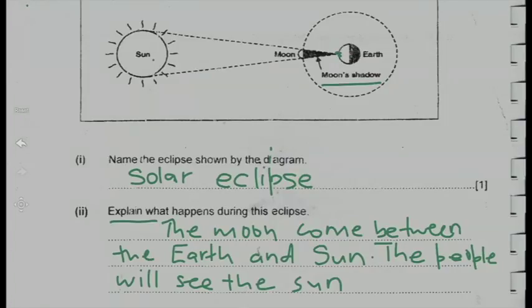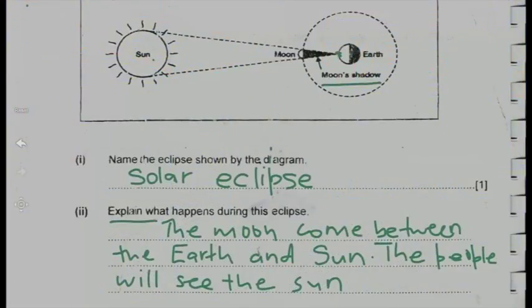You can explain as much as you can, depending on how you can express yourself. But then you express yourself according to the what? To the diagram. In this diagram here, the people on earth will not see the sun because the sun rays are being blocked by the what? By the moon. And it is going to be dark on the earth for some time, maybe some minutes. And this type of an eclipse, as I have mentioned earlier on, it happens during the day.